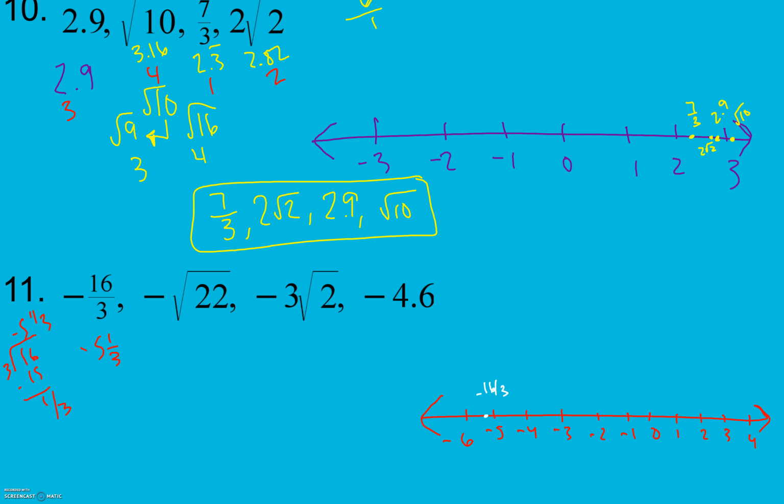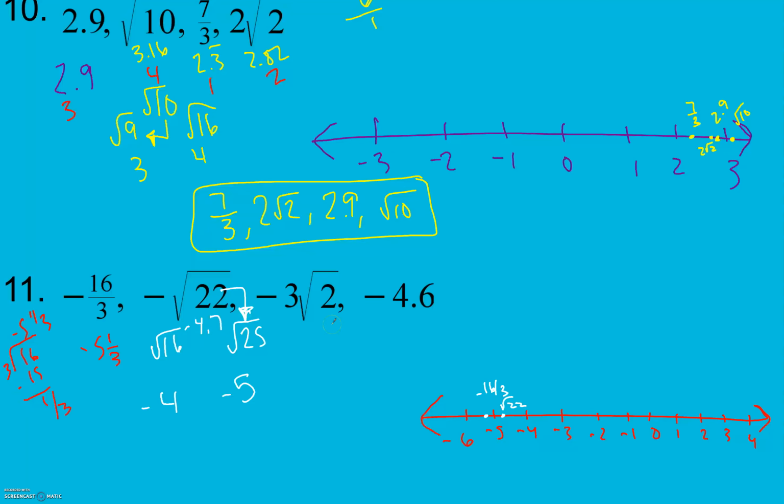Negative square root of 22. 22 is in between two perfect squares, 16 and 25. It's closer to 25, which means it's going to be close to 4, or close to 5, sorry, closer to 5 than to 4. Keep in mind these are negative, so it's going to be closer to -5 than it is to -4. And if we take the decimal approximation there, it's about 4.7. And negative.